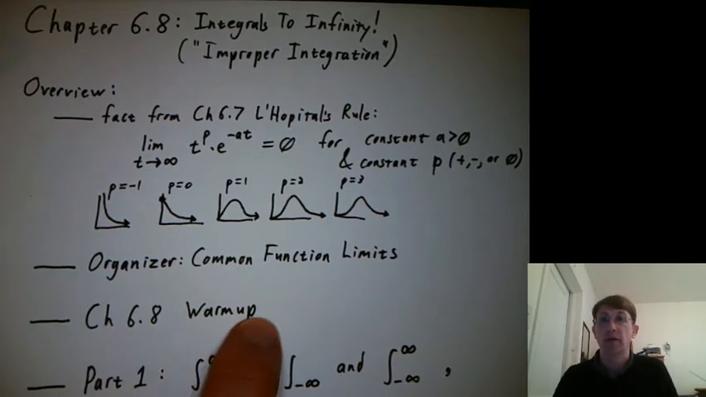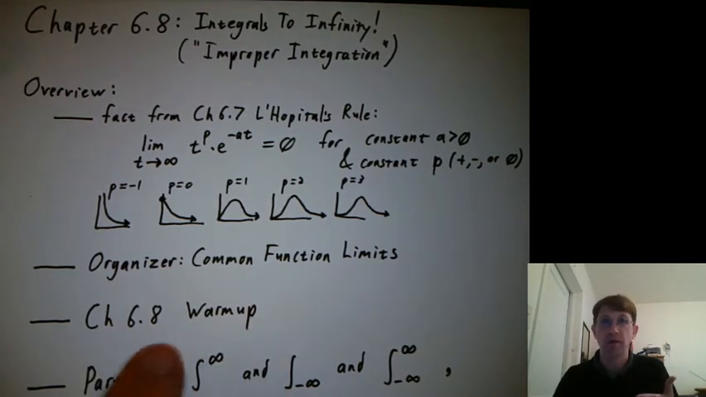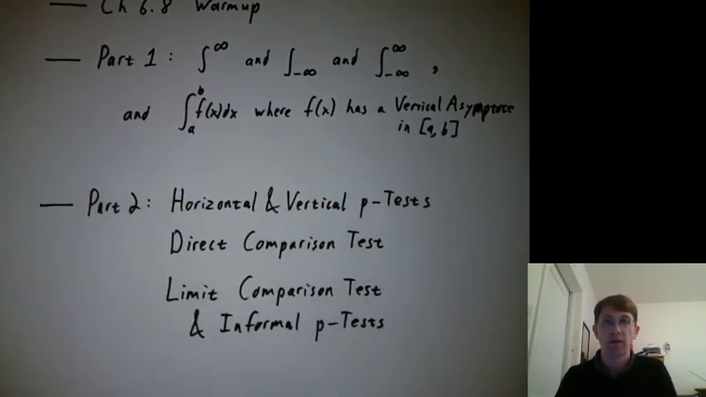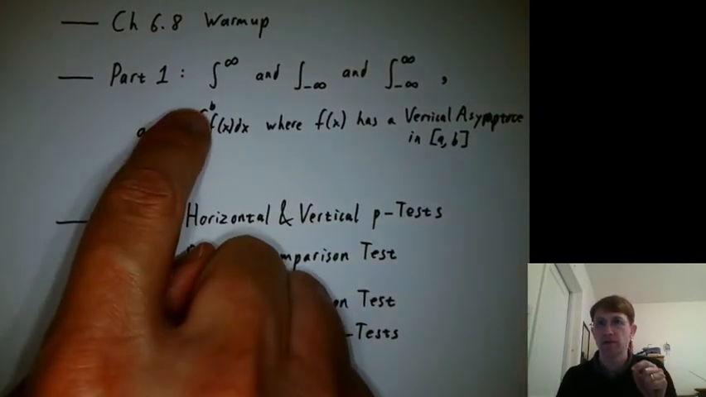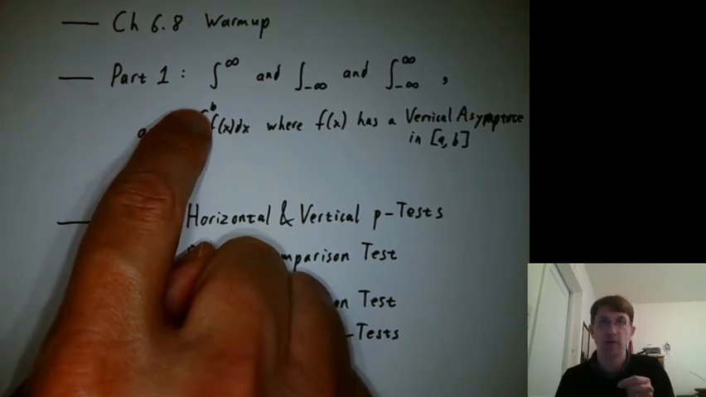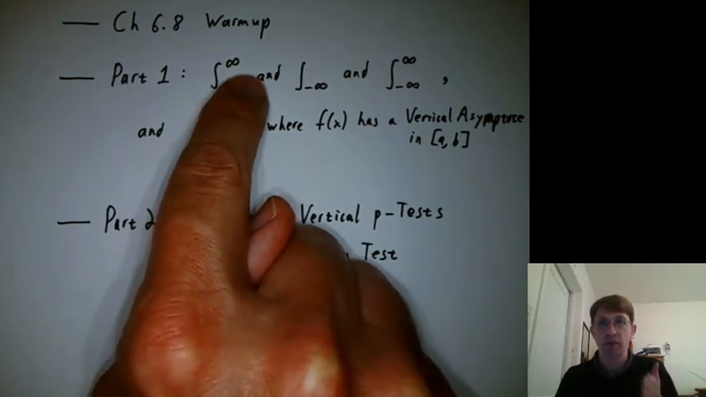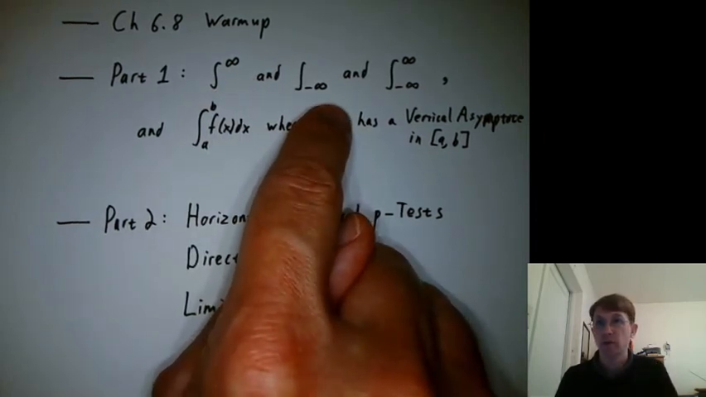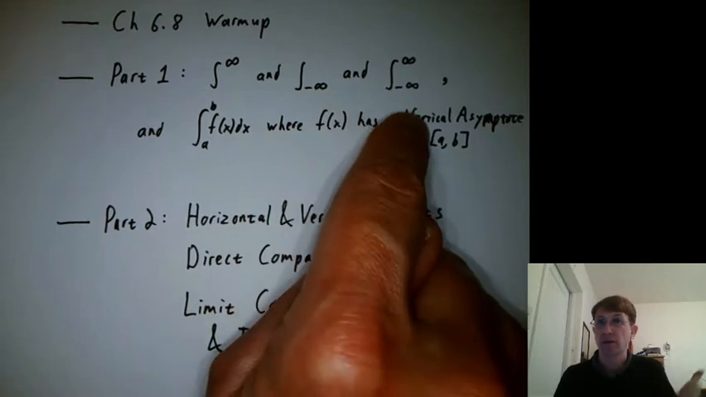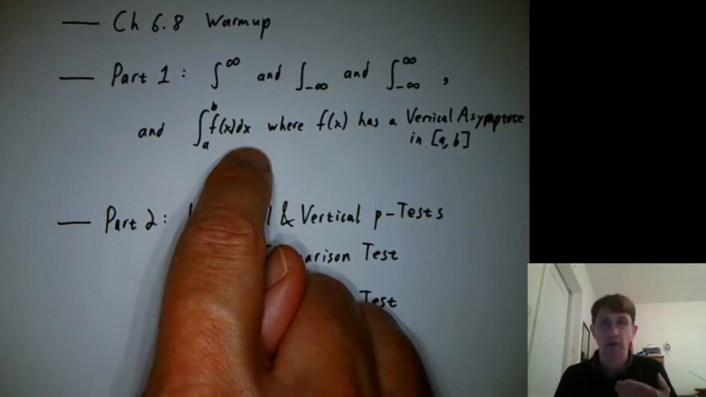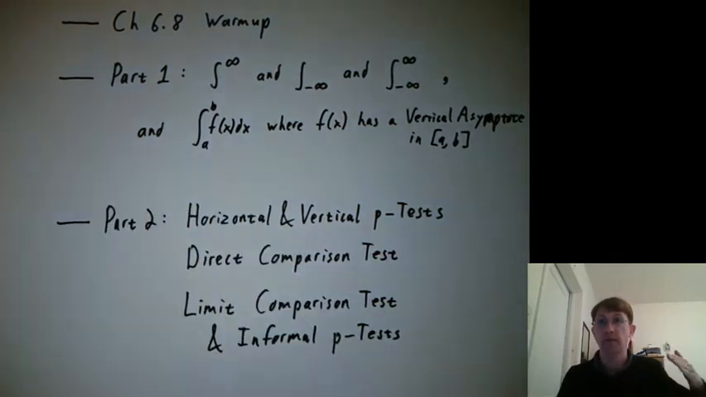Then we have a Chapter 6.8 warm-up assignment that you should do before watching the videos for Part 1 and Part 2. And then I'm dividing the homework into Part 1 and Part 2. The book doesn't officially say, here's Part 1, here's Part 2, but here's the breakdown. In Part 1, we'll be doing integrals with an upper end of infinity, or a beginning point of negative infinity, or even starting at negative infinity going all the way to positive infinity. And then we'll also be doing integrals where the function has a vertical asymptote, so the function value itself goes to infinity somewhere between where you start and stop.